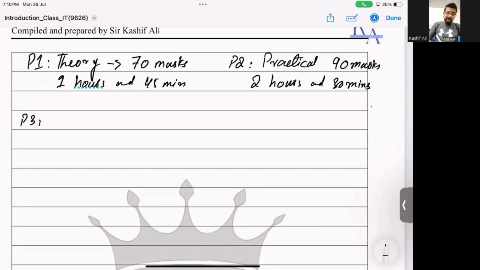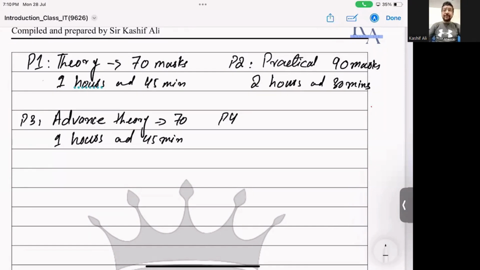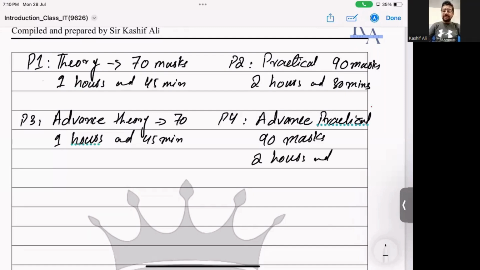Paper 3 is considered advanced theory, and the marks are 70. The duration is also the same, 1 hour, 45 minutes. Paper 4 is considered advanced practical. Same, 90 marks, and the duration is 2 hours and 30 minutes.